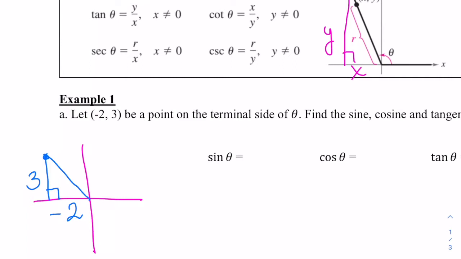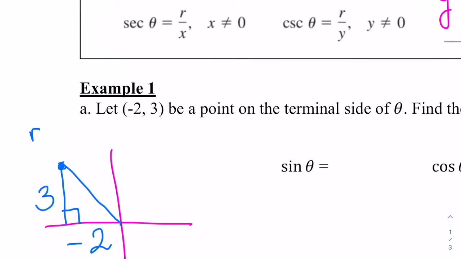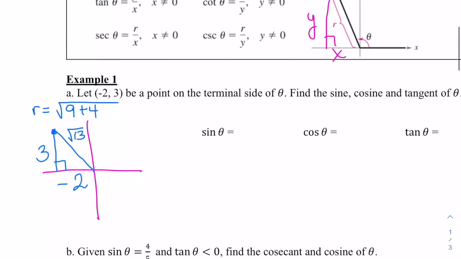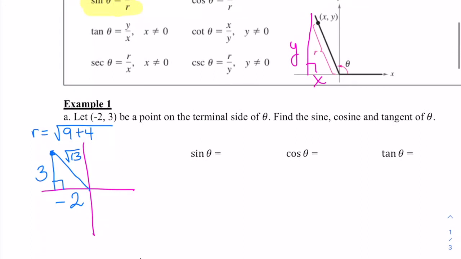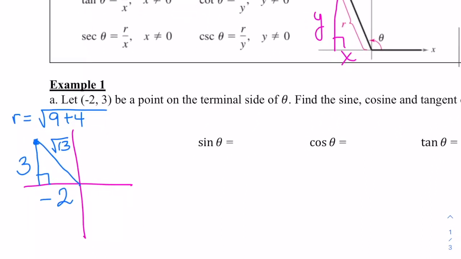To find that radius, that's easy. You just use the Pythagorean theorem. So that's going to be the square root of 9 plus 4, which is the square root of 13. All right, so when we consider the sine of theta, remember it's the opposite over the hypotenuse, or y over r, that'll be 3 over root 13. I'm going to rationalize that as 3 root 13 over 13.